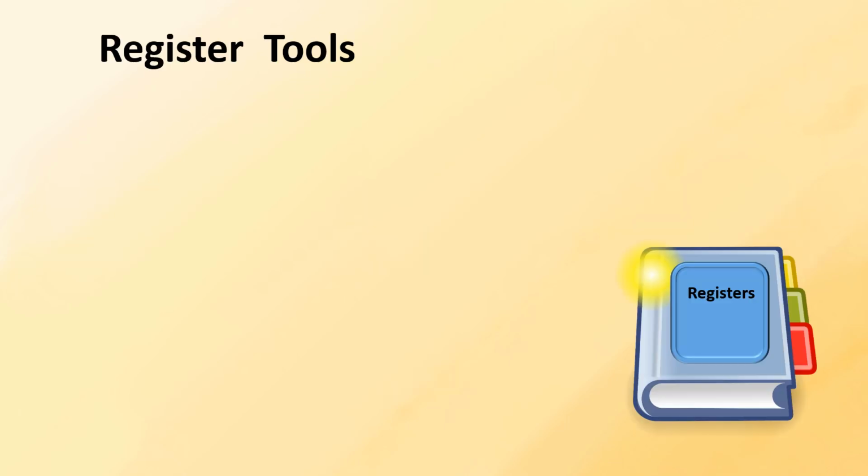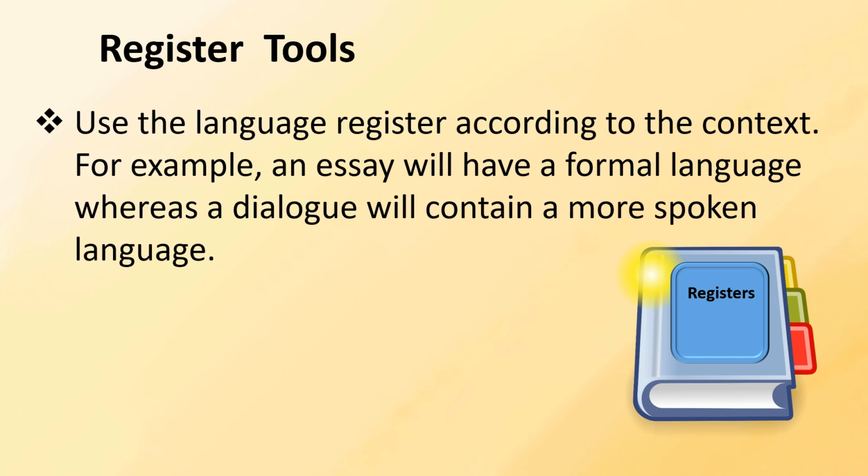So what are the tools? Register tools. What is it exactly? When you use the language register, you use it according to a particular context. For example, if you have to write an essay, you know that you'll have to use a formal language, whereas you will use a more spoken language in the dialogue.